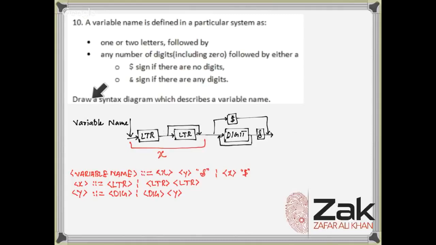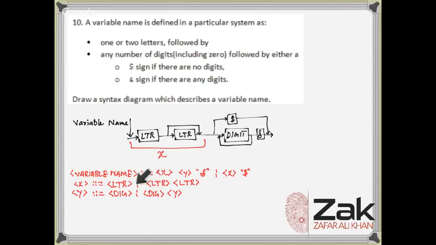Although they have asked for the syntax diagram, we have to actually make this Backus-Naur form as well. A variable name is either x and y with an and sign, or x with a dollar sign. What is x? X is a letter or two letters. Y is a digit or any number of digits. Why any number of digits? Because y appears alongside digit there. This is any number of digits.